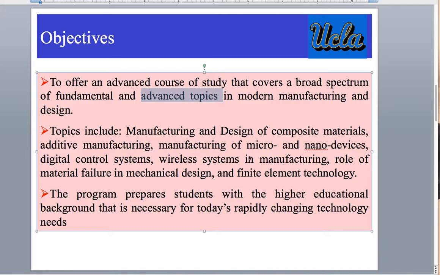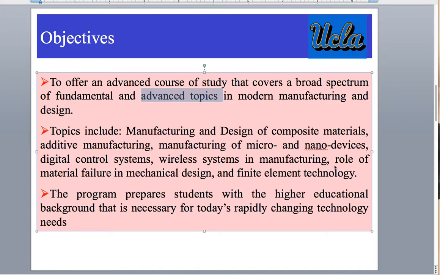Then we have a course on manufacturing of micro and nano devices, very small devices that are used as sensors and actuators in many technologies. We have a course on digital control systems, because that is an integral part of the manufacturing design process related to mechatronics, so how electronics interact with the mechanics of the systems. We also have a course on another emerging technology, radio frequency identification. We call it wireless systems in manufacturing and design.